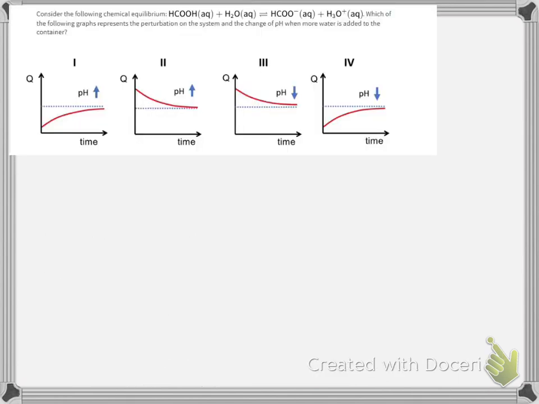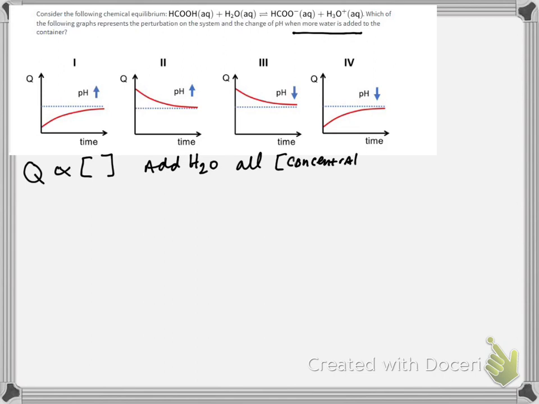All right, let's look at a similar problem. And now in this case, we're going to add water. Right, so Q, as we talked about in class, Q is directly proportional to concentration. So if we add water, all concentrations go down, so Q goes down. That gives us options 1 and 4 with the addition of water.